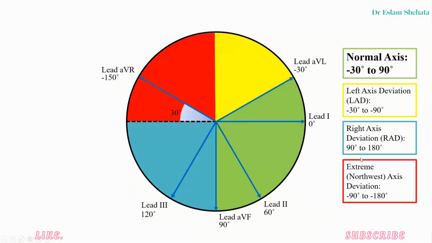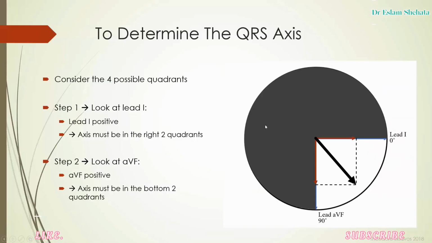So if we go back to our previous diagram, we know that everything in this quadrant is normal range. So if you've got positive in 1, positive in AVF, then you know the axis is somewhere in here, and you know it's a normal axis even if you don't know the exact number.